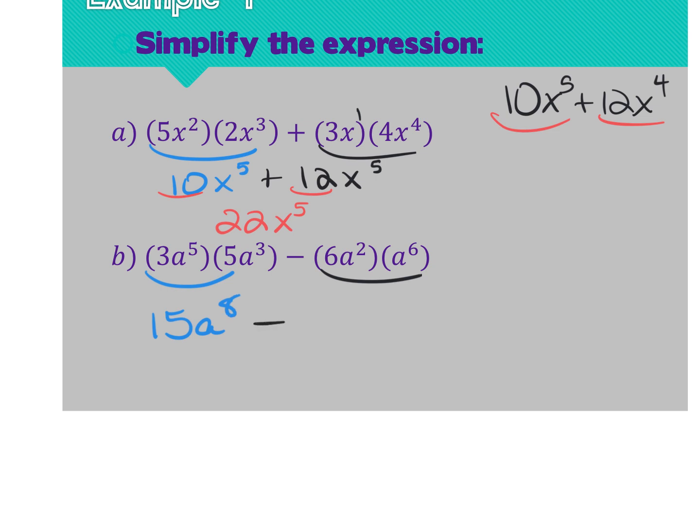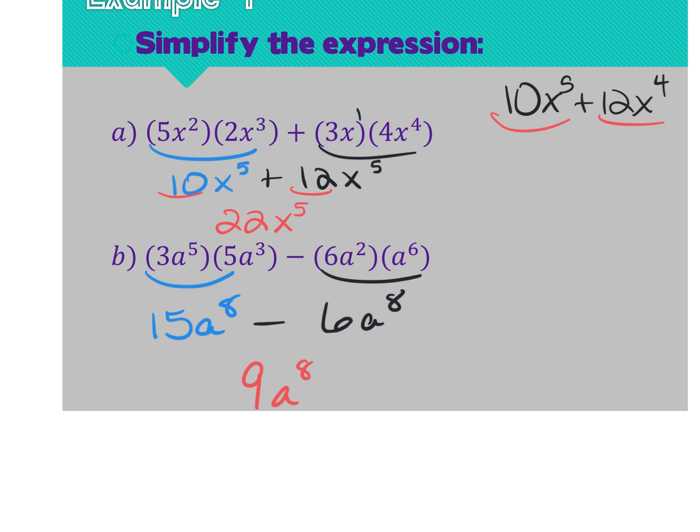Then I'm going to do the next one. Again, it's 6, and again, you can assume there's a 1 in front of that a to the 6, so it just becomes 6. And then I add 2 plus 6, and I get 8. Again, I got like terms. And again, when I combine like terms, I'm just working with the coefficients. So 15 minus 6, and I get 9a to the 8th.